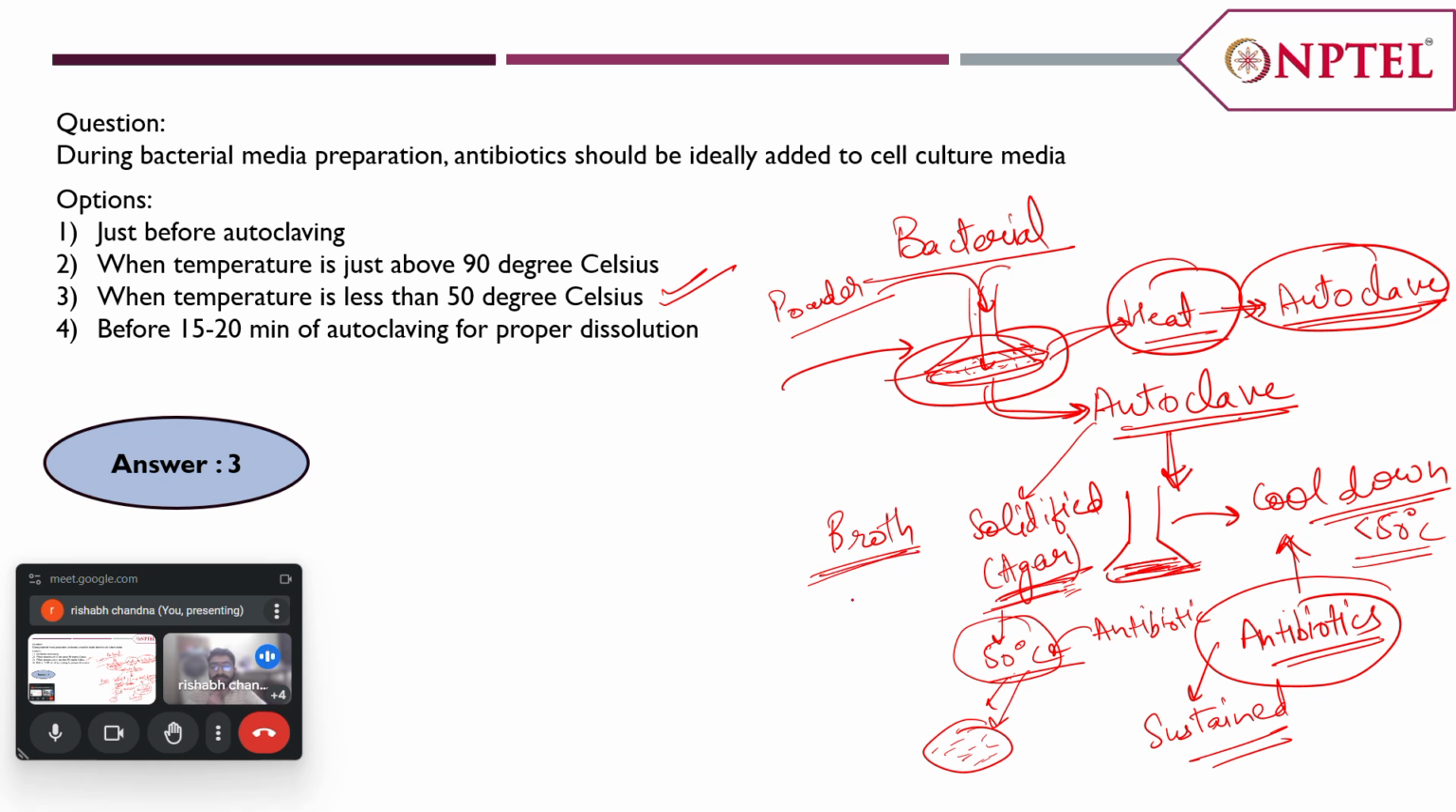In case of a broth, whenever we are utilizing it for giving a culture, we generally add the antibiotic just before that. So we add the antibiotic, then we add the culture. Okay, so this is the proper way that we use for utilizing the bacterial cell culture.